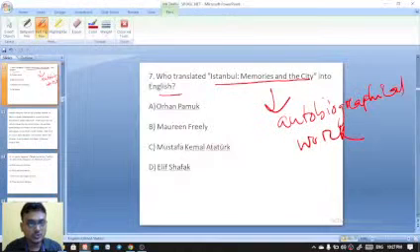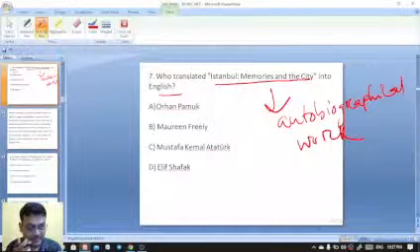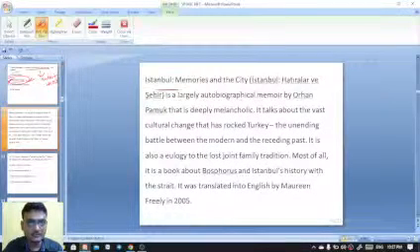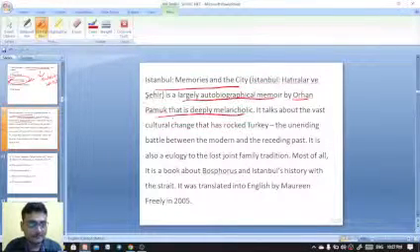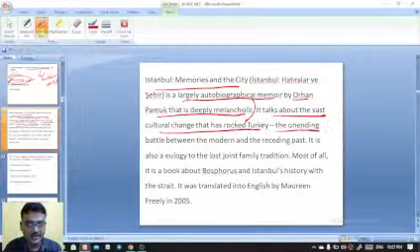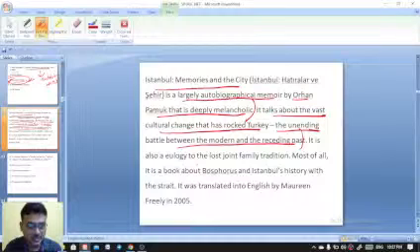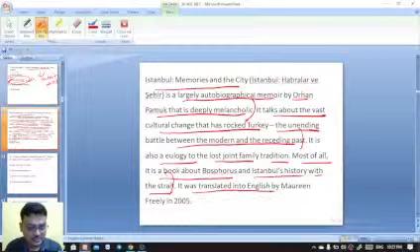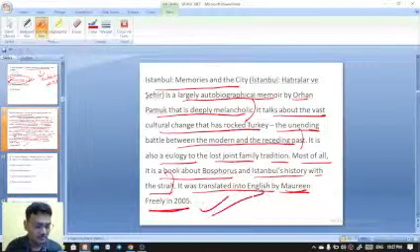Pamuk has written it. So Orhan Pamuk has written, but it was translated by whom? It was translated by Maureen Freely. So B is the right answer. Istanbul: Memories and the City is a largely autobiographical memoir by Orhan Pamuk that is deeply melancholic. It talks about the vast cultural change that has rocked Turkey, the unending battle between the modern and the receding past. It is also a eulogy to the lost joint family tradition. Most of all, it is a book about the Bosphorus and Istanbul's history with the strait. It was translated into English by Maureen Freely in 2005.